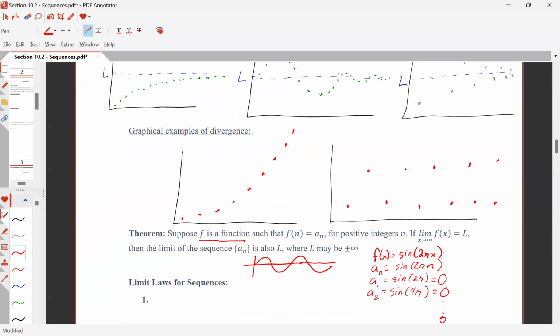If the sequence limit exists, the function limit might not. But if the function limit exists, then the sequence limit will also exist. Okay. So that's our first one, is any rules we had for functions carry over to sequences.